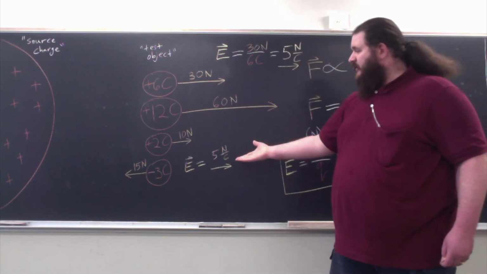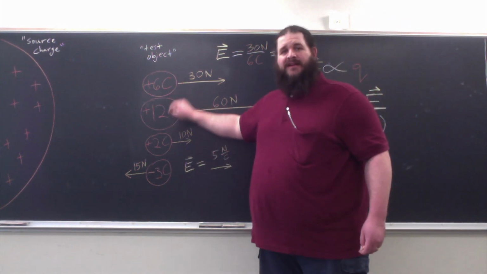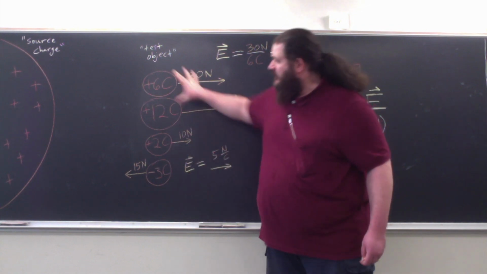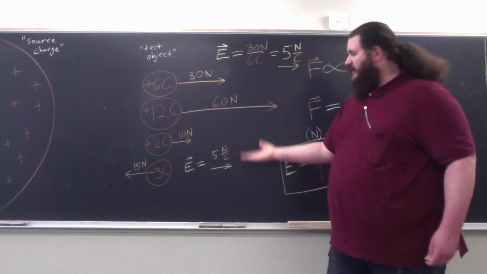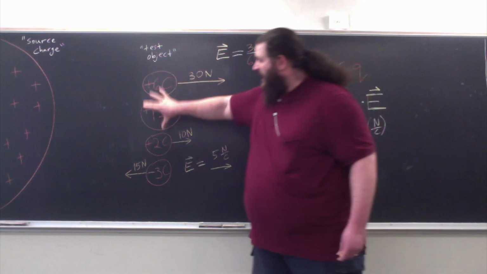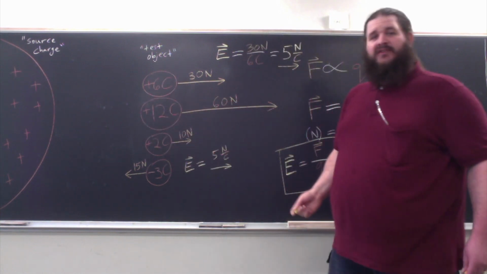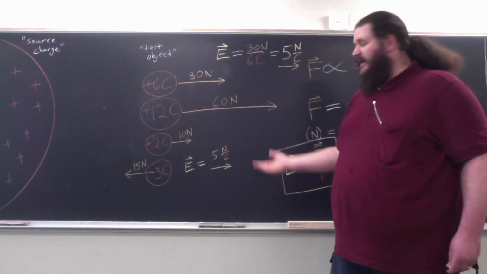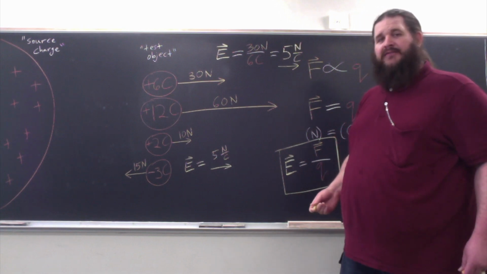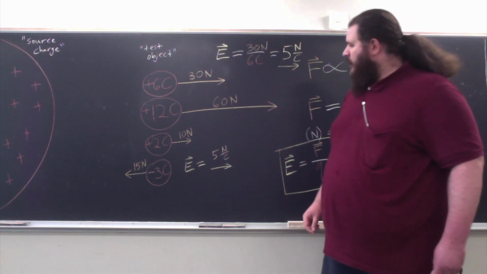And this means that the electric field doesn't depend at all on what test charge we use. It only depends on the location in space. So the electric field is a property of the location in space, whether there's a test object there or not. And that's why we can call it a field in the first place, a property of that location in space.